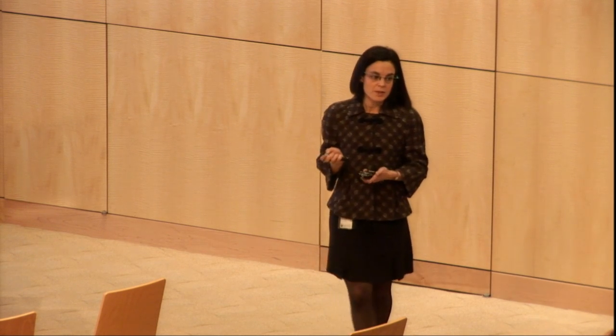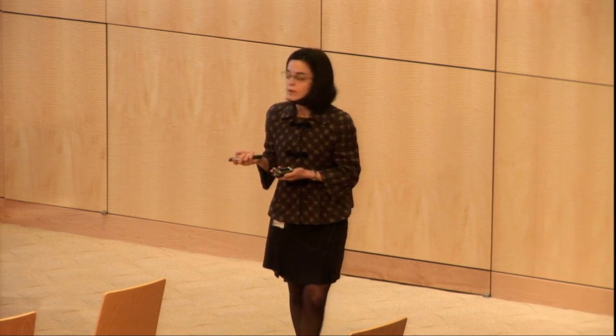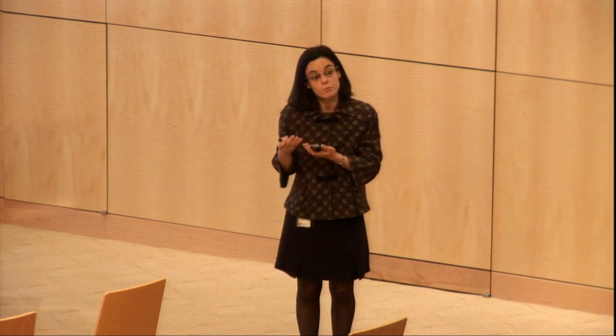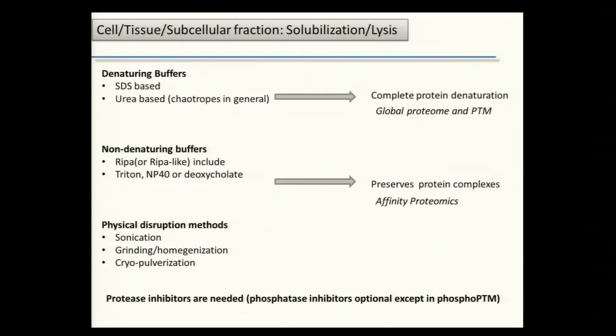One of the things you have to keep in mind is the minute you lyse your cells and you open and release all the proteins, you're also releasing proteases, phosphatases, all sorts of enzymes that might modify your protein in ways that you might not like. If you're looking for post-translational modifications, you might want to preserve those. You don't want to release phosphatases that would then change the nature of your sample. So it's very important to think about what additives you need to add.